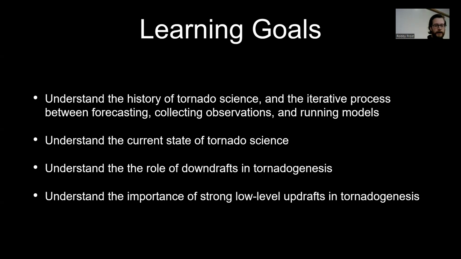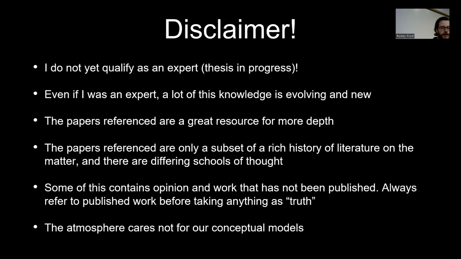The idea is to have a history of tornado forecasting science and the iterative process between forecasting, collecting observations, and running our numerical models. There's a feedback loop that happens as we advance our understanding. Other key points are the current state of tornado science, the role of downdrafts, and the importance of strong low-level updrafts in tornado genesis.